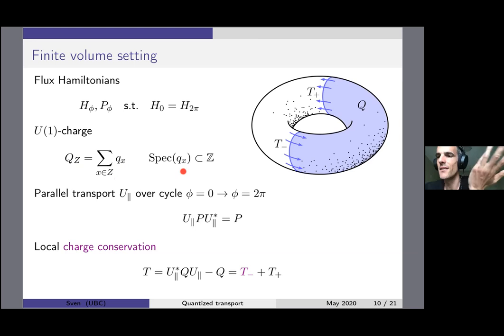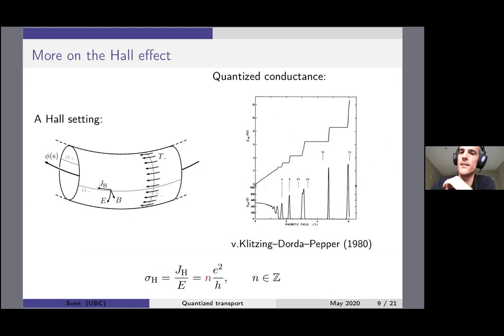So there's a question: what is phi? Phi is the flux. In this particular setting, it's this magnetic flux, and I will change this magnetic flux, and change in flux will produce charge transport, right?